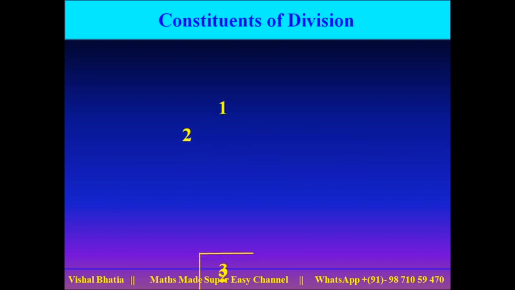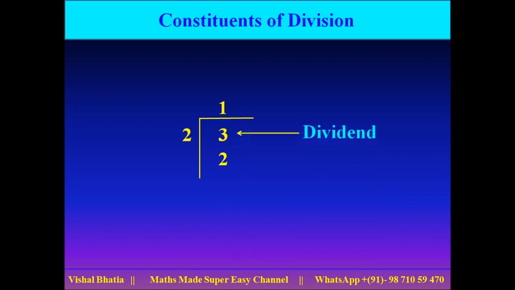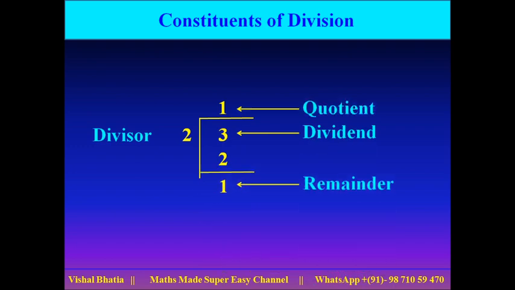Let's look at the constituents of division. Supposing I were to divide 3 by 2. So 3 is the dividend, 2 is the divisor, 1 is my quotient, and 2 times 1 becomes 2. So we subtract 2 from 3 and 1 becomes the remainder.